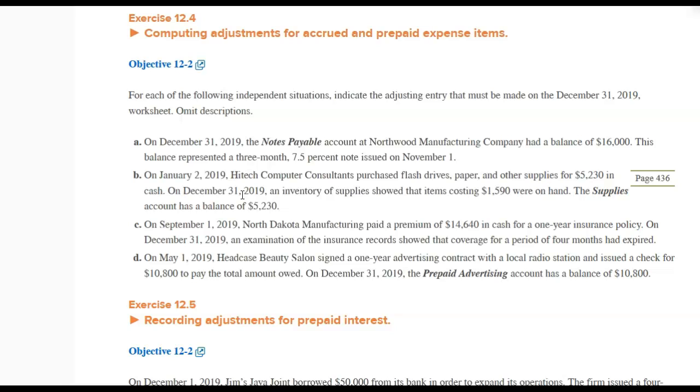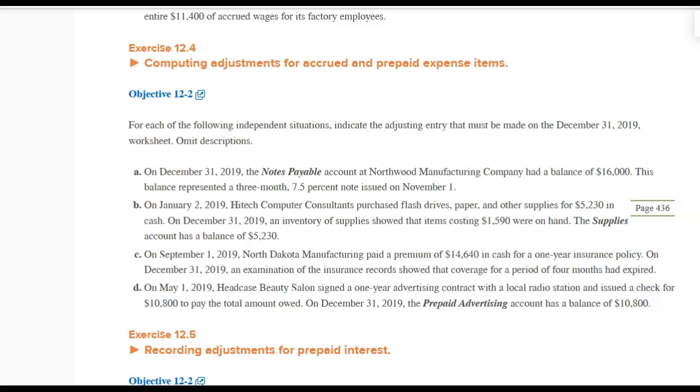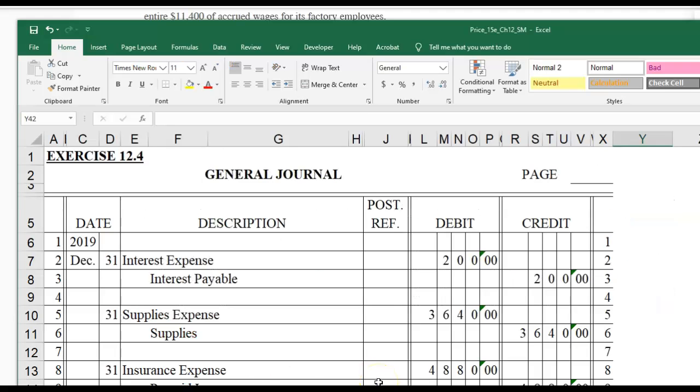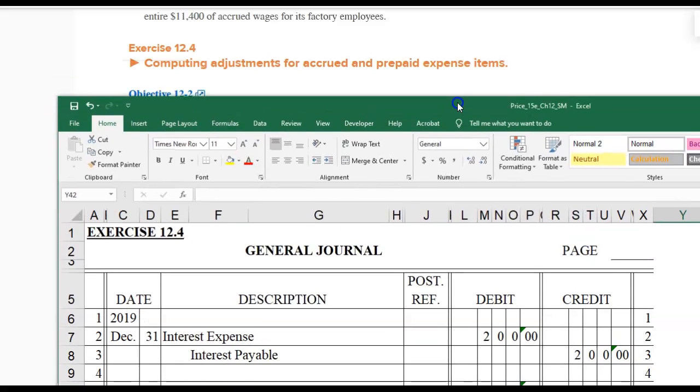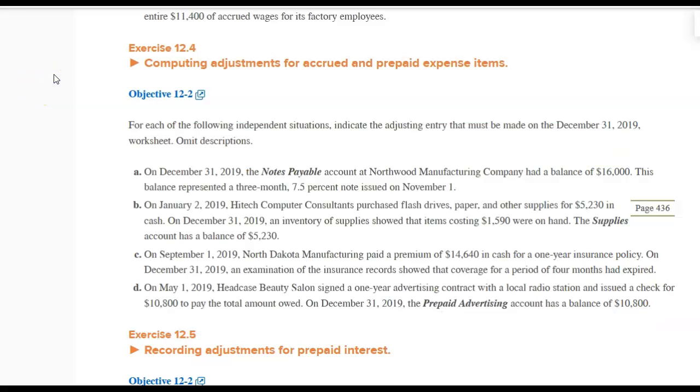On December 31, the notes payable account had a balance of $16,000. This represented a 3-month, 7.5% note issued on November 1. So now we have to make an adjusting entry for December 31. Let's see what they did here. They figured out the interest expense and the interest payable on the note. They say it's $200. We've got to figure out why it's $200. It's 7.5% of that 16,000.